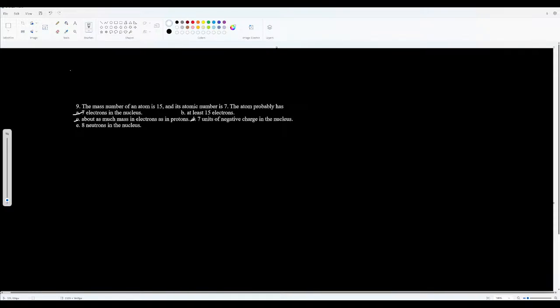So what is it? Atomic number, remember, represents the number of protons. That's what atomic number is. The mass number tells us how heavy the atom is, how many protons plus neutrons it has. So from this we can calculate 15 minus 7 gives us 8. So what does it leave us with? E is the correct answer.